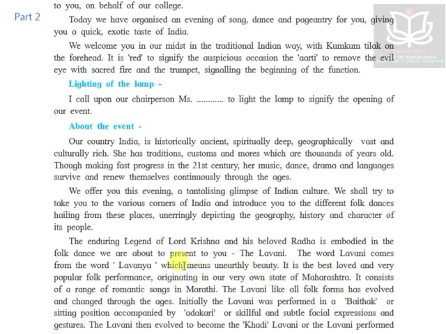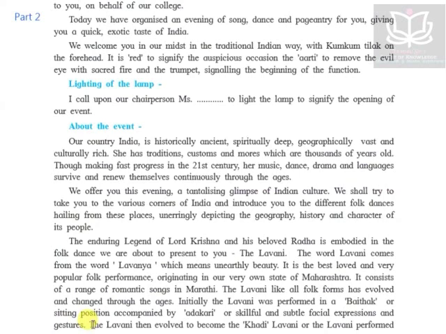While I am reading specific words which are not from the English language, they are from Marathi, you should be clear. The words should be heard clearly by the audience, thus it will avoid any type of confusion. It consists of a range of romantic songs in Marathi. The Lavani, like all folk forms, evolved and changed through the ages. Initially, the Lavani was performed as a baitak or sitting position, accompanied by adakari or skillful and subtle facial expressions and gestures.